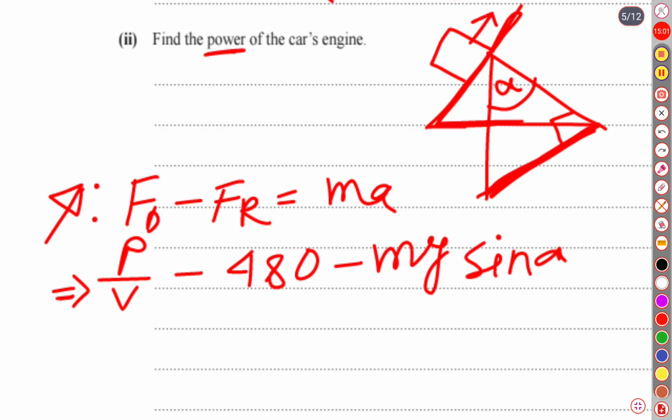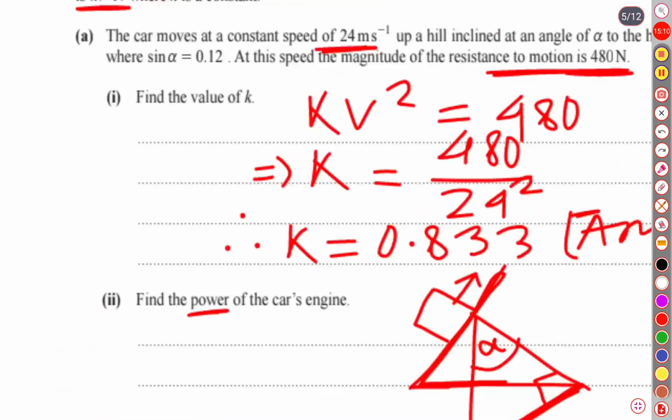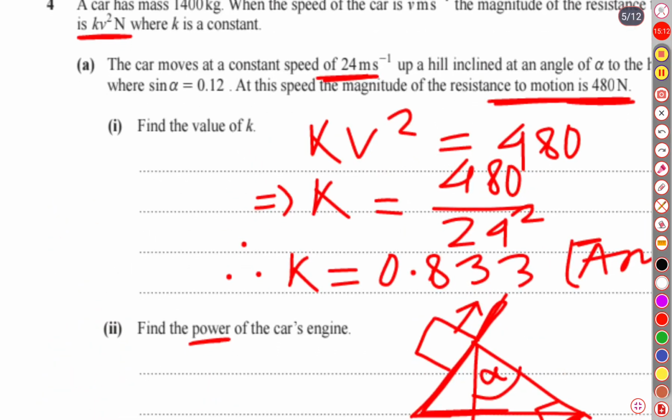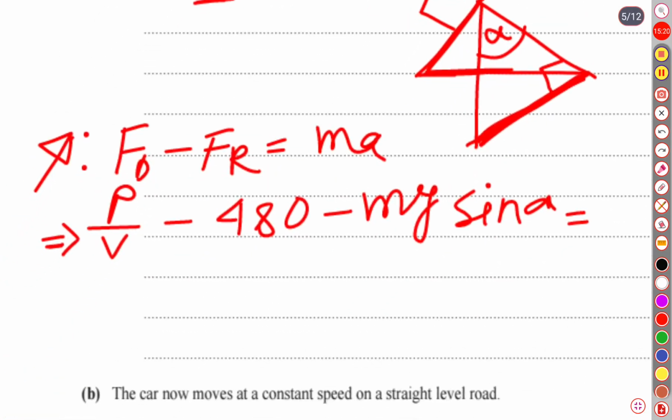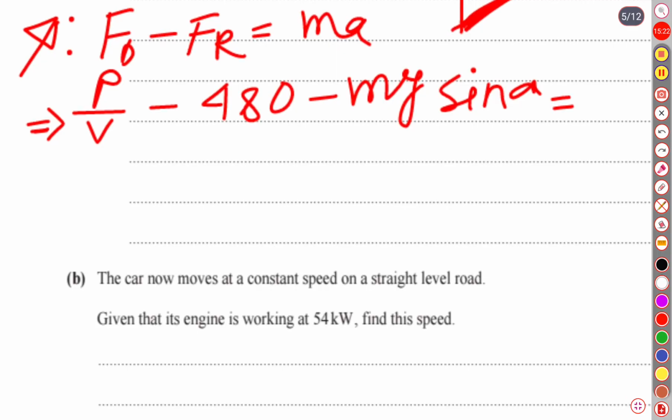Then the right side: mass is 1400 and acceleration is 0, because look at this, the car was moving at a constant speed. The car was moving at a constant speed of 24 meters per second. As there is constant speed, there is no acceleration at all. So the right side is going to be nothing but 0.